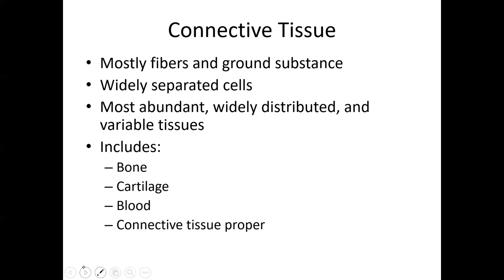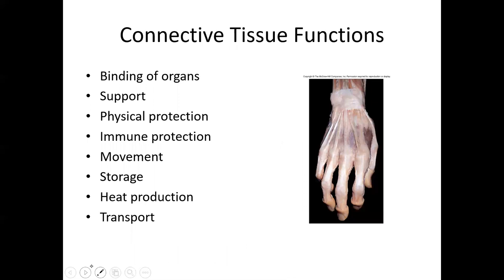Connective tissue is the most abundant, the most variable tissue. There are four connective tissue types: bone, cartilage, blood, and connective tissue proper. So what does connective tissue do? Well, whatever bone, cartilage, blood, and connective tissue proper do, right?